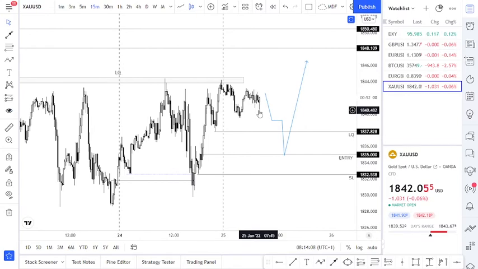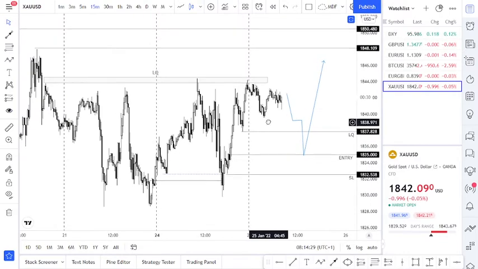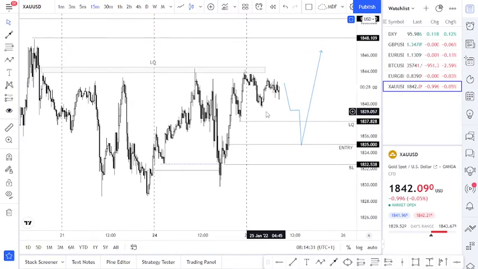I'm looking at the scenario whereby I can see this coming back to this region. Basically, I was expecting gold to do this all throughout the Asian time. I was expecting this to happen at midnight. But unfortunately, we see the market is just consolidating. So let's see if it can actually come to that level during the New York session.